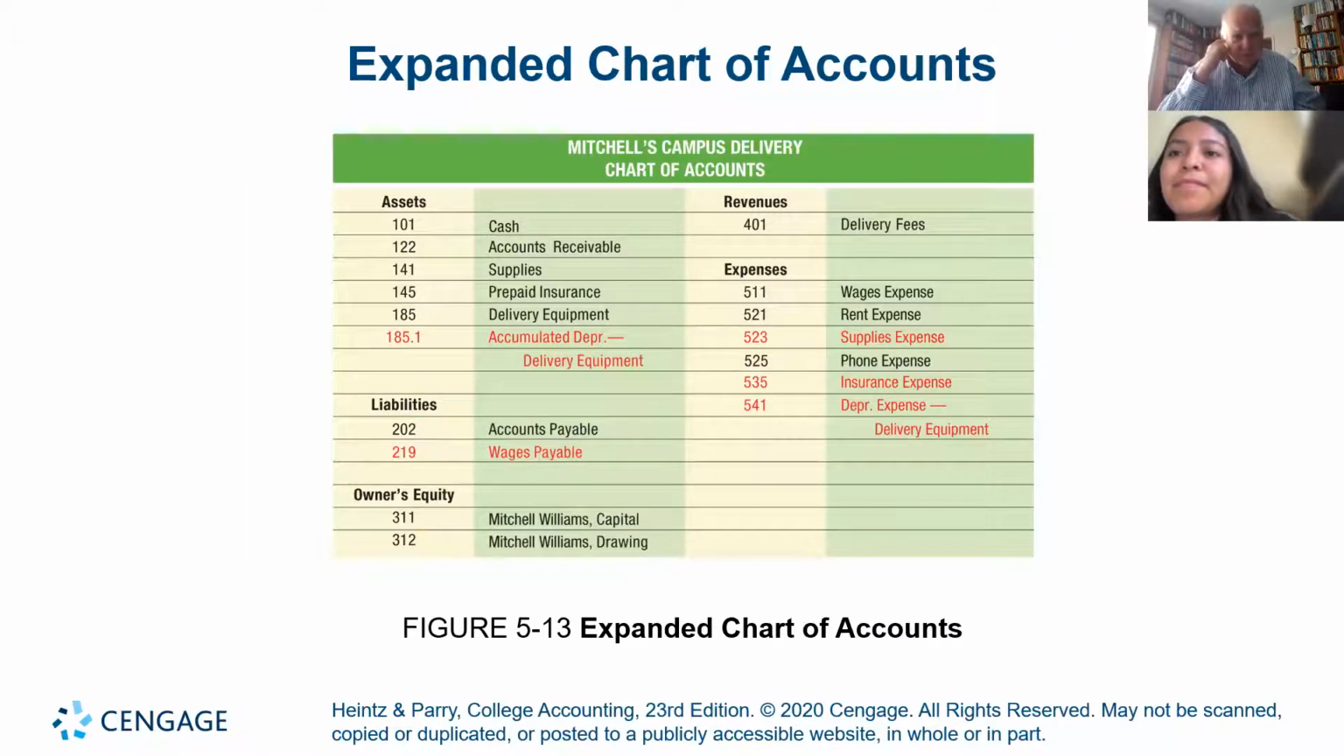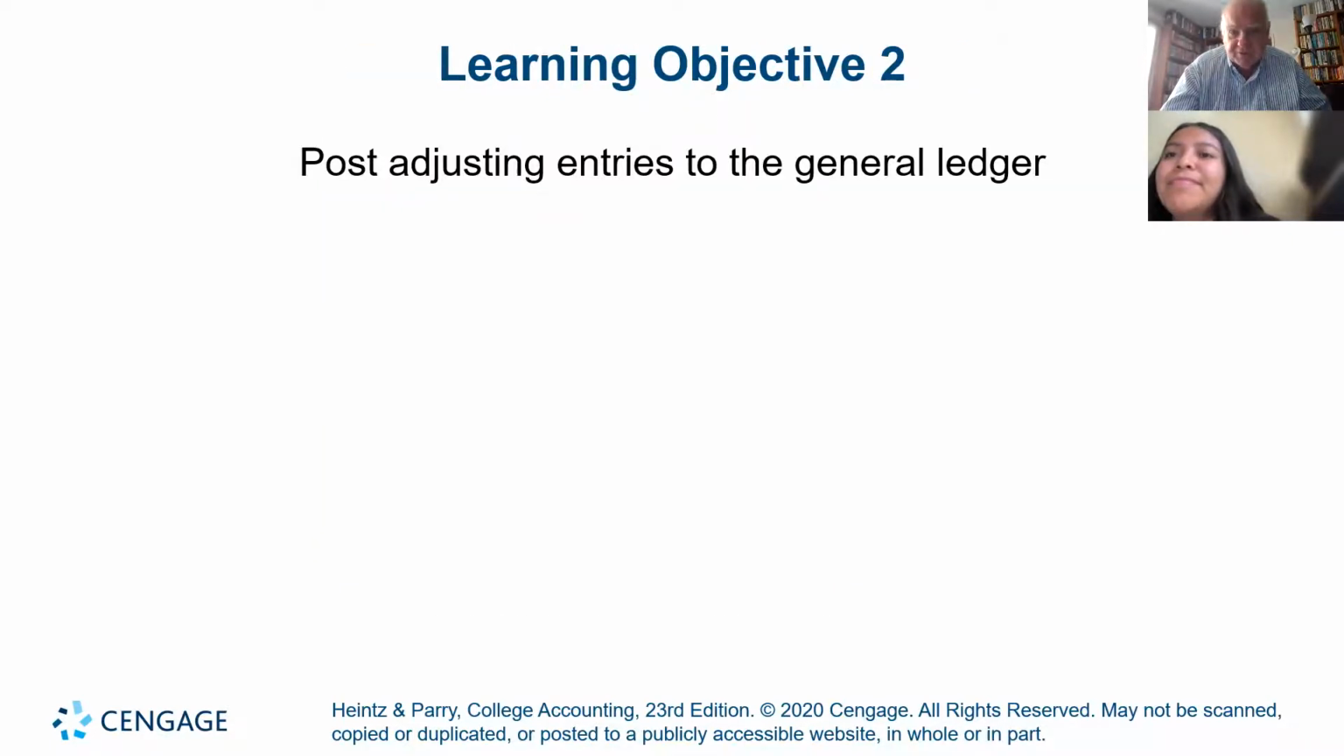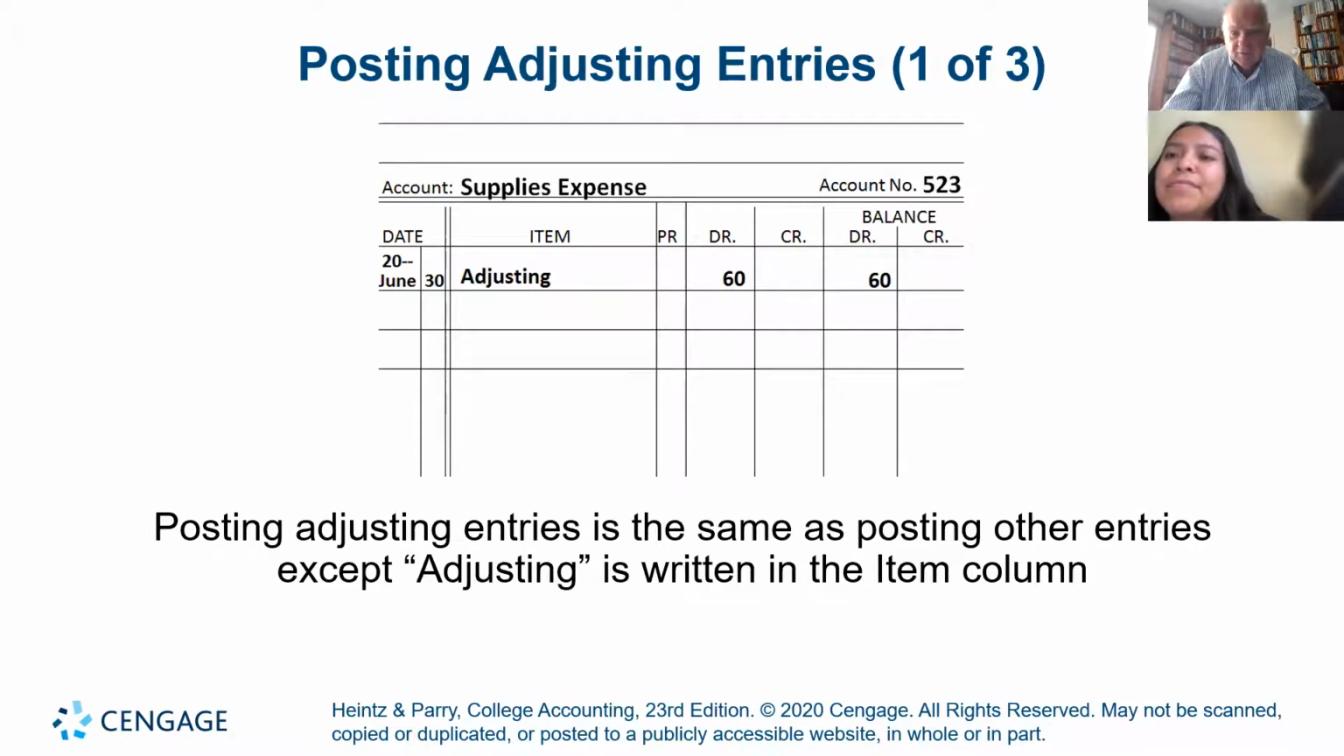And here they're just introducing some of the new accounts. Just remember the chart of accounts is in numerical order. It's not in order by age or alphabetical or anything. So let's post the adjusting entries. And I think we're good on this part, huh? You know how to post them to the general ledger. Here we go. There's your general ledger.